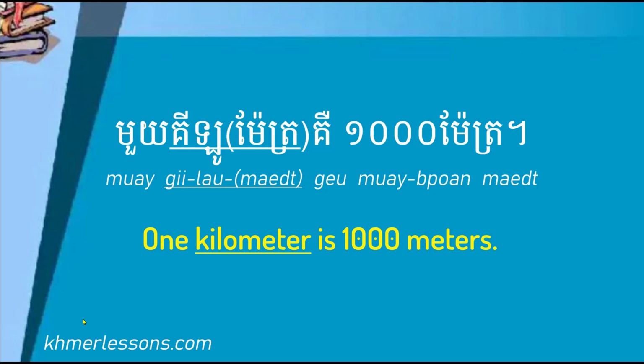You see, I placed the word met in brackets, the same as kilogram. When in the context we understand we talk about distance, you don't need to use met anymore, you just say kilo. So for kilogram and kilometer, you can use the same word, in case we understand from the context. So this sentence, another option, you can say muoy kilo ku muoy pon met. 1 kilo is 1,000 meters.